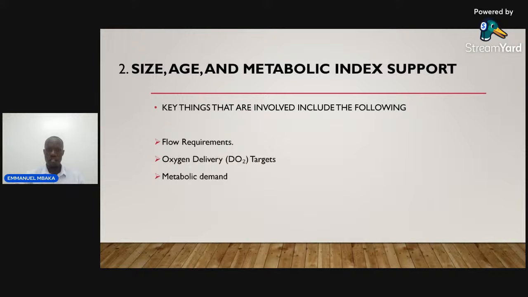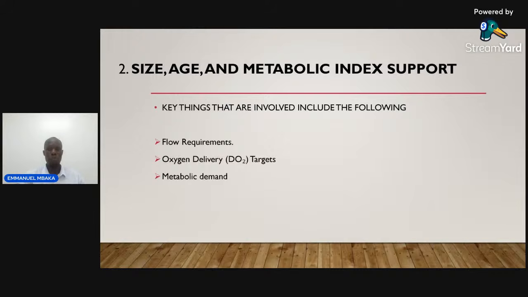So let's talk about size, age, and metabolic index support. It is one of the most critical concepts in pediatric CPB because children are not like adults. Their physiology requires flow rates, oxygen delivery, and perfusion strategies scaled not only to body size but also to metabolic demand and developmental stage. So let us ask ourselves: a 3 kg neonate and a 30 kg child cannot be perfused at the same absolute flow or even the same index flow without accounting for metabolic rate.